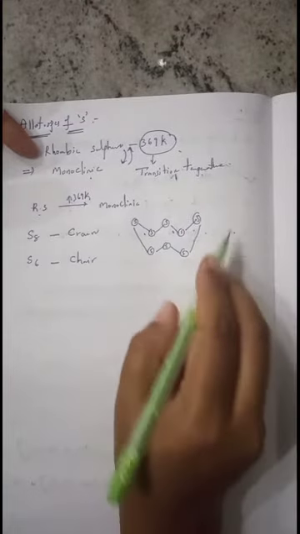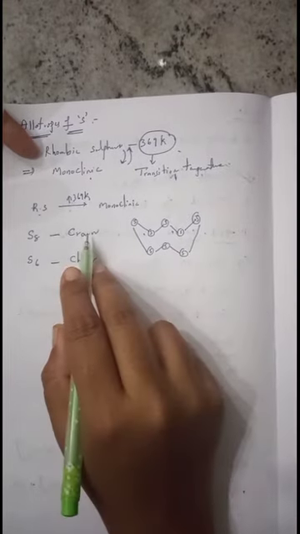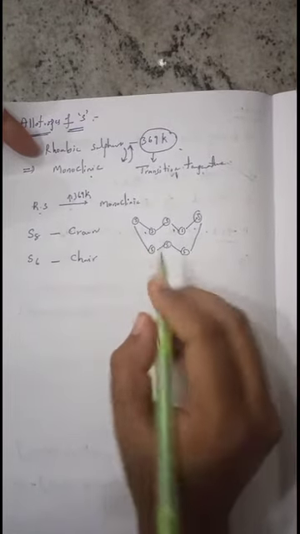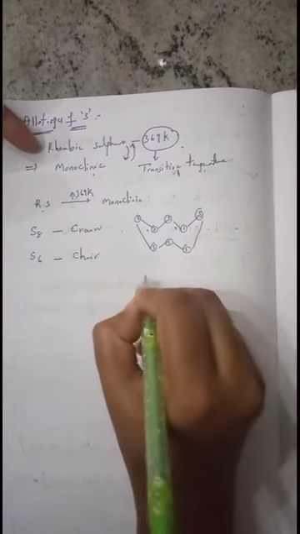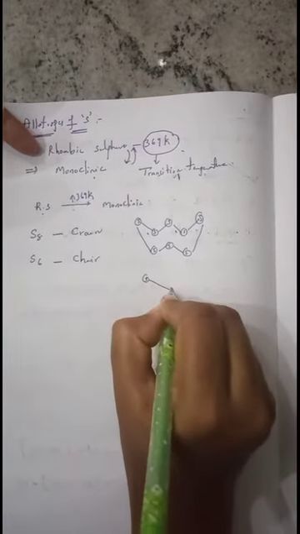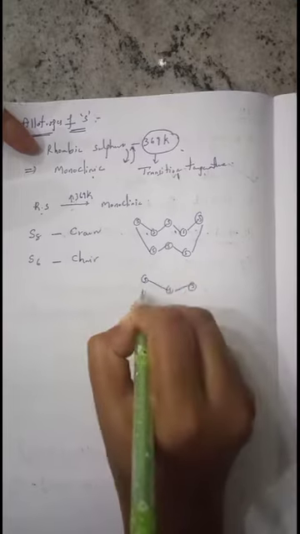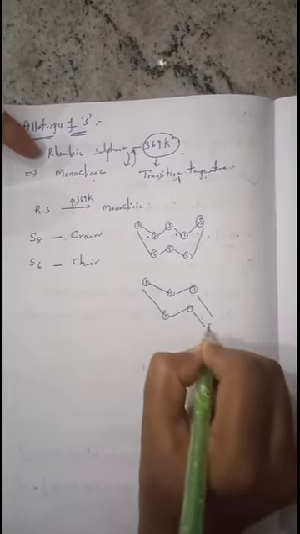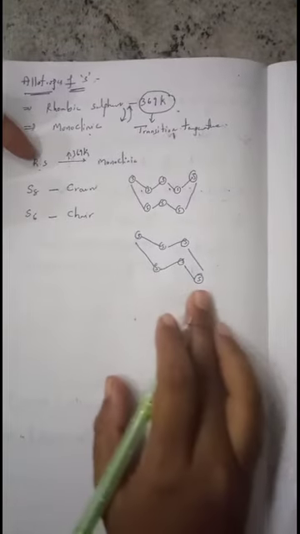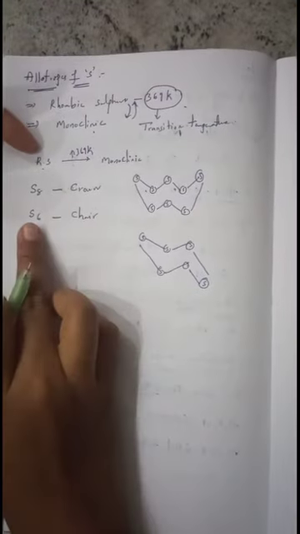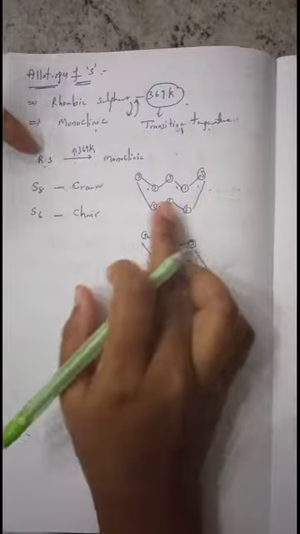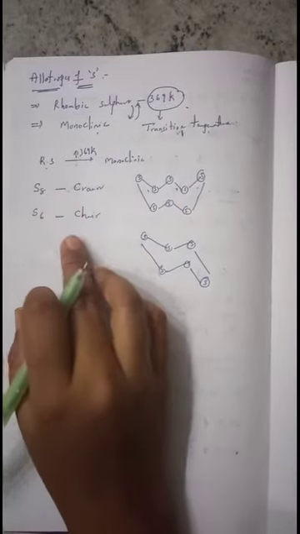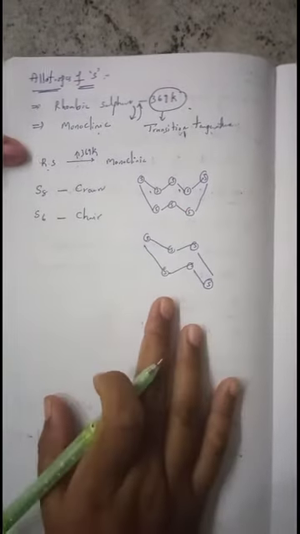Okay, these 8 sulfurs exist together in the form of a crown. It resembles a crown, whereas S6 type of sulfur can exist like a chair. This is the chair form of sulfur with the S6 formula. This is the crown form of sulfur with the S8 formula. Okay, that is about the allotropic forms of sulfur.